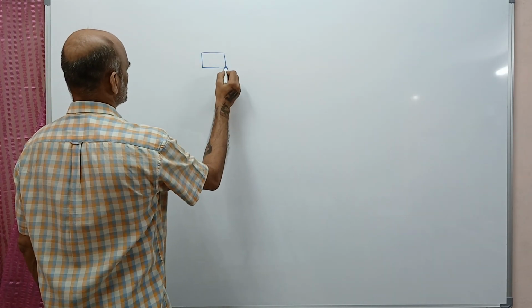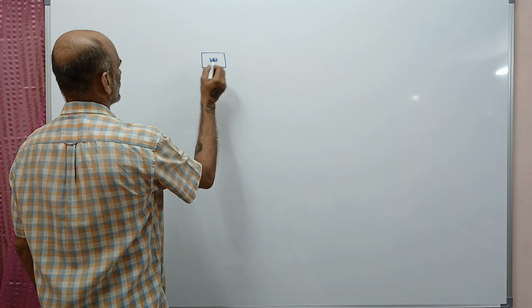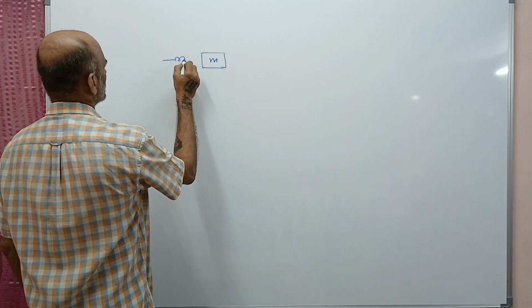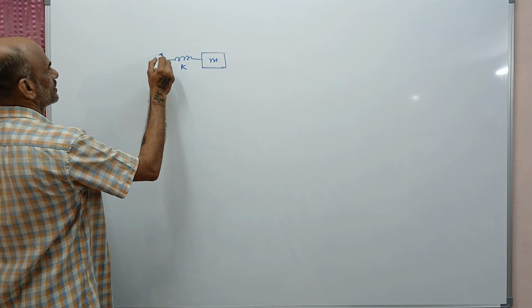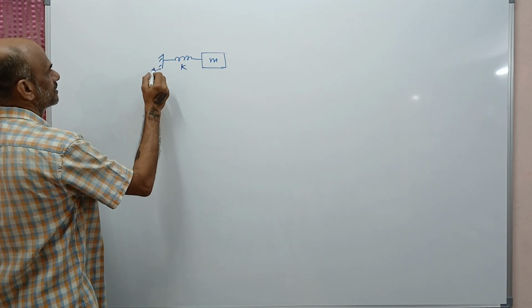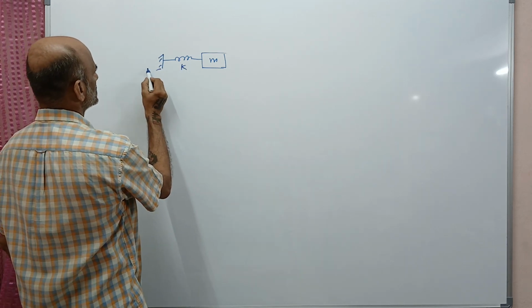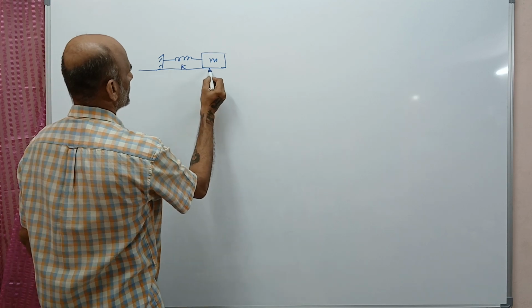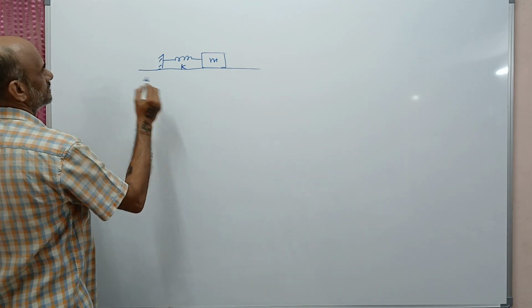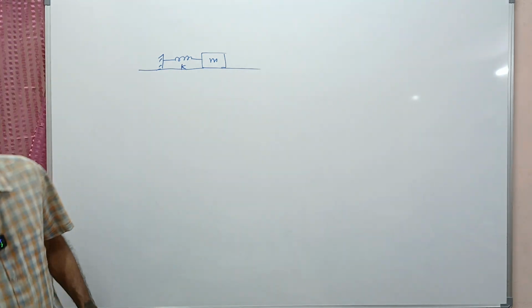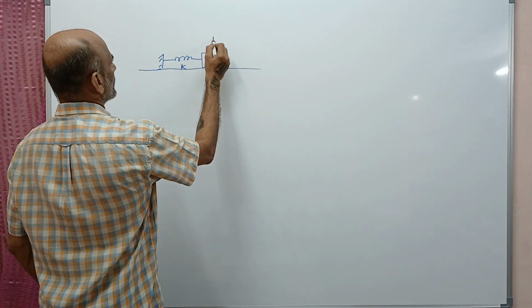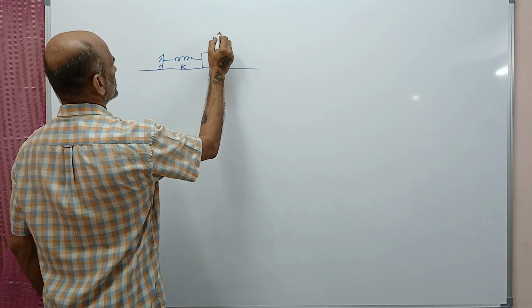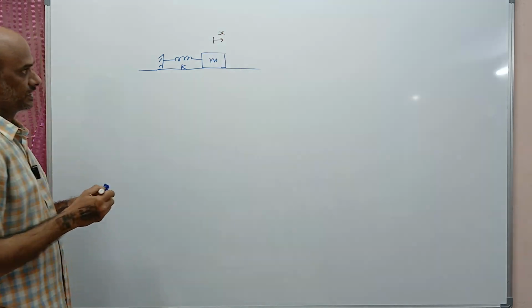A block of mass m attached to a spring of spring constant K, and there is a fixed support here, and the block is lying on a frictionless surface. So this is the relaxed position. From this relaxed position, this is the positive x direction.